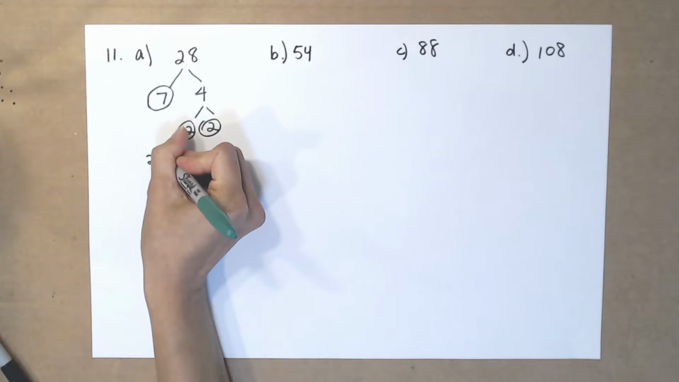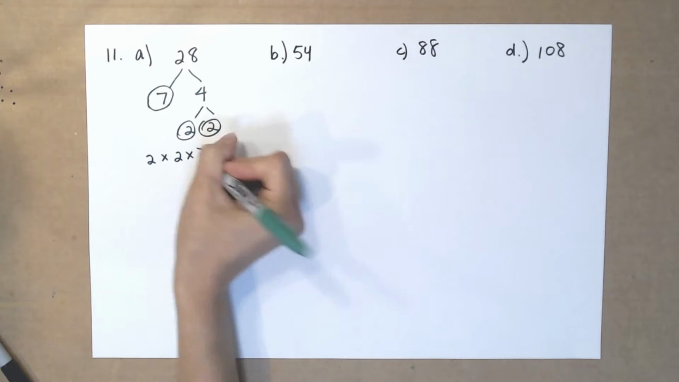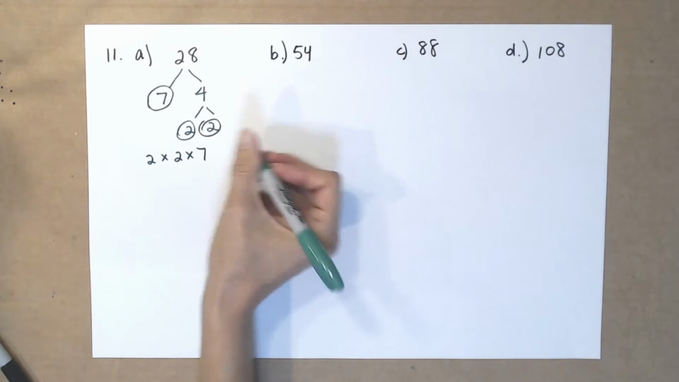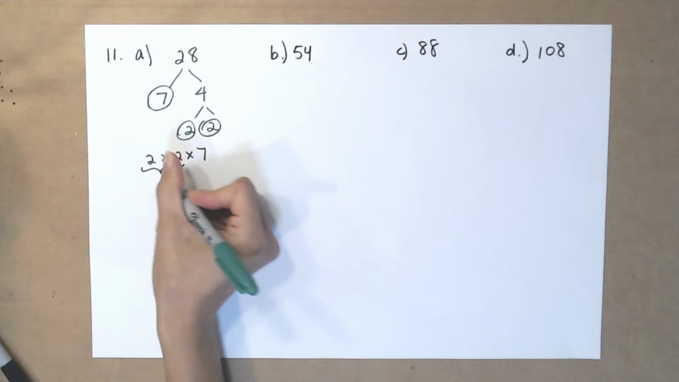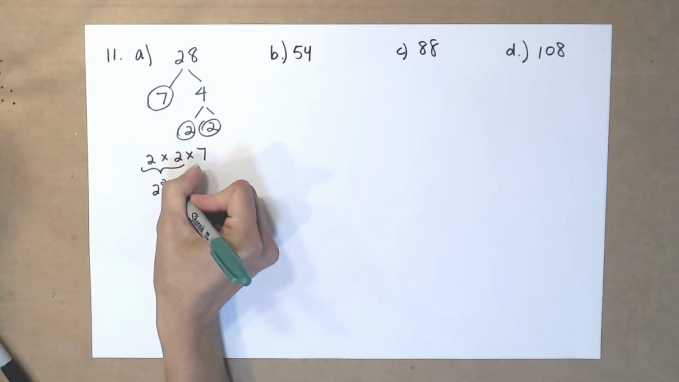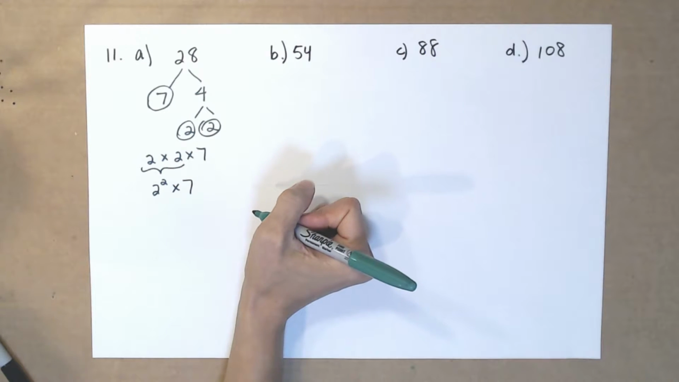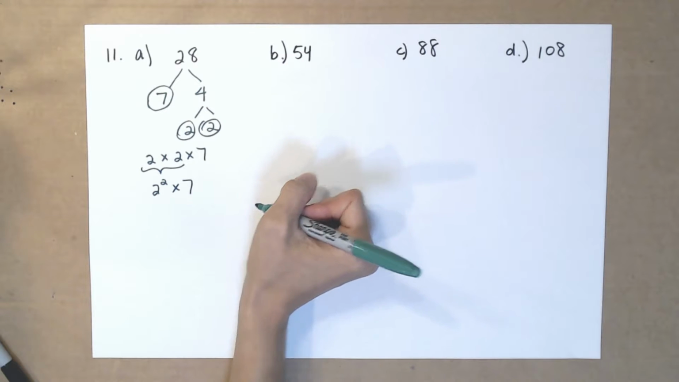So first I can write them in order of least to greatest, 2 times 2 times 7, and now I can combine my like factors using exponents. 2 times 2 is really 2 squared times 7. So that's our answer on that one.